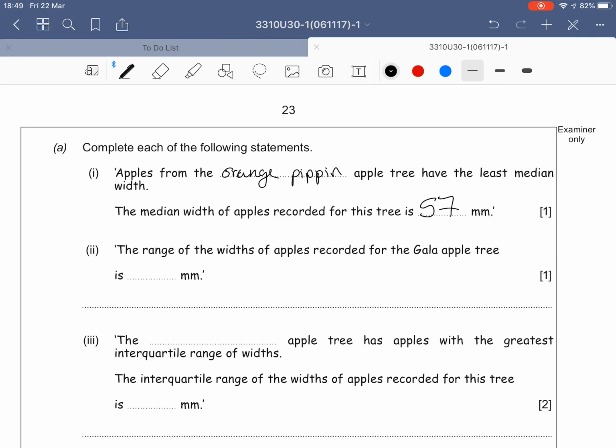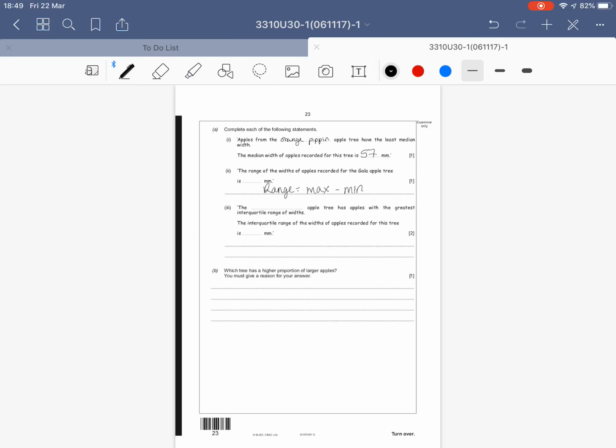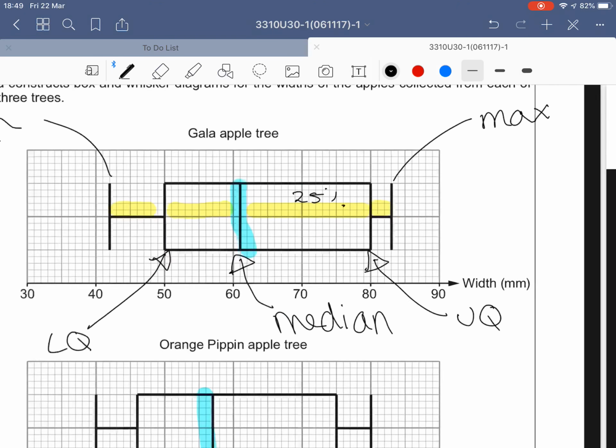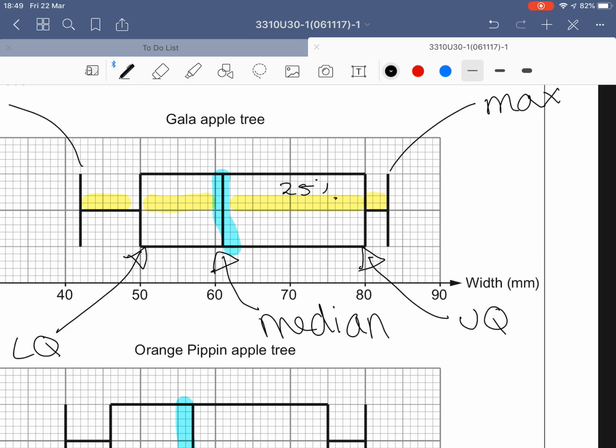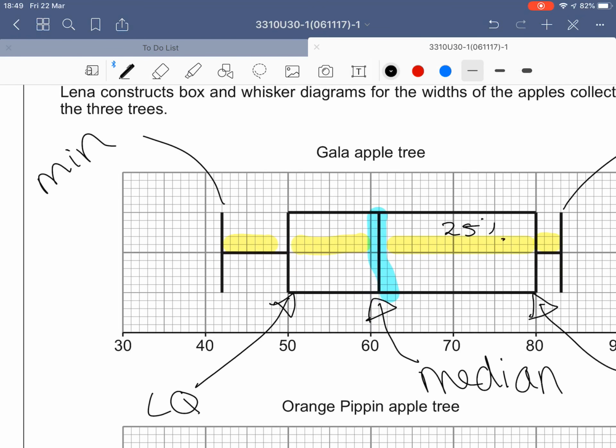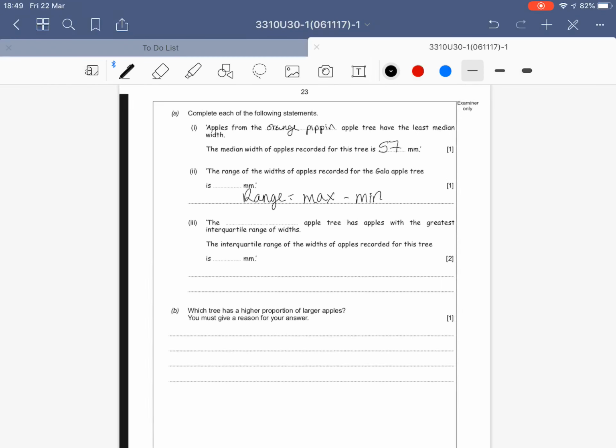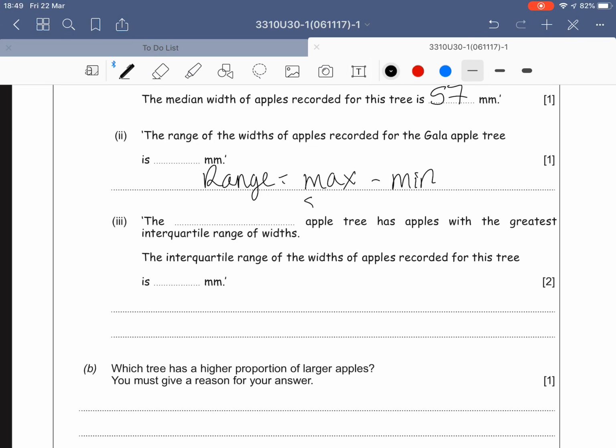The range of the widths of apples recorded for gala apples is, right, it's just asked for the range, not interquartile. So range is going to be your max, biggest, take away your smallest, your minimum. So we're looking at gala apples, so the maximum 83, and the minimum 42. 83, take away 42, gives me 41.